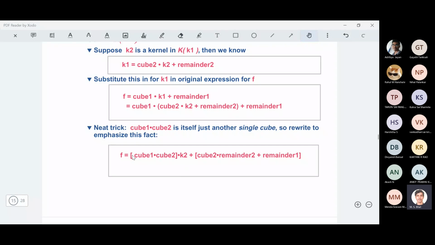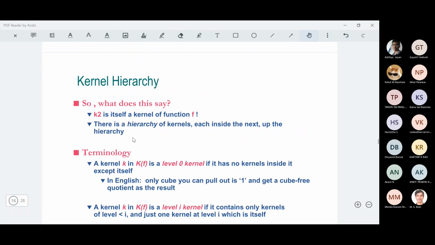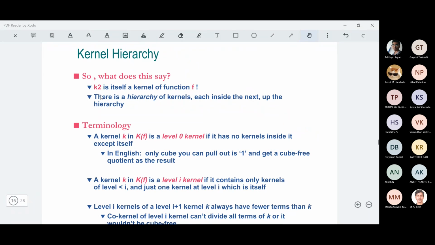So you get the overall function f as cube 1 into cube 2 into k2, plus cube 1 into remainder 2, plus remainder 1. So K2 is also a kernel of F. K1 is a kernel of F. Similarly, K2 is also a kernel of F. So K2 is itself a kernel of function F.